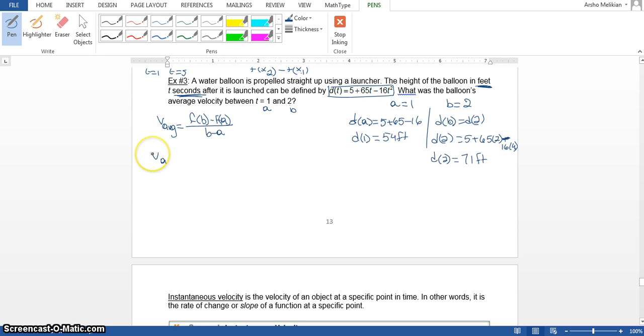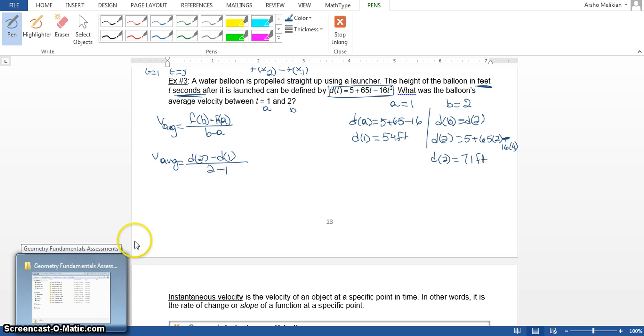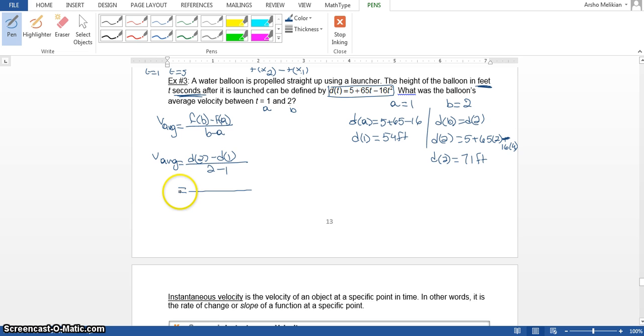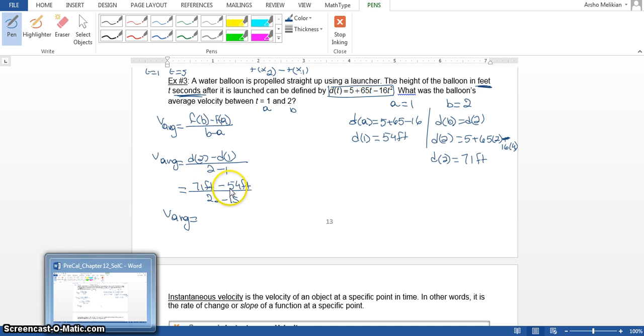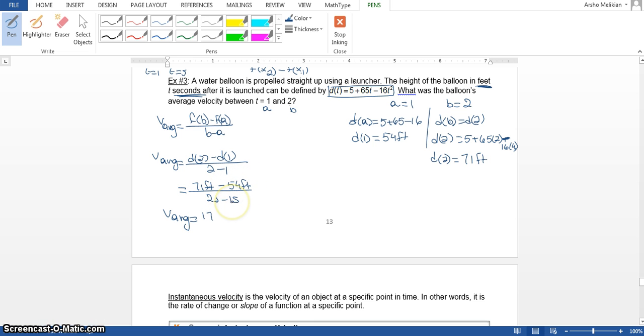All right, so let me just modify the variables here to reflect what I have. So f of b minus f of a, really that's going to be d of 2 minus d of 1 over 2 minus 1. Now, d of 2 we found to be 71 feet, minus 54 feet, over 2 seconds minus 1 second. So how much is 71 minus 54? 17 feet per 1 second, meaning this is 17 feet per second.